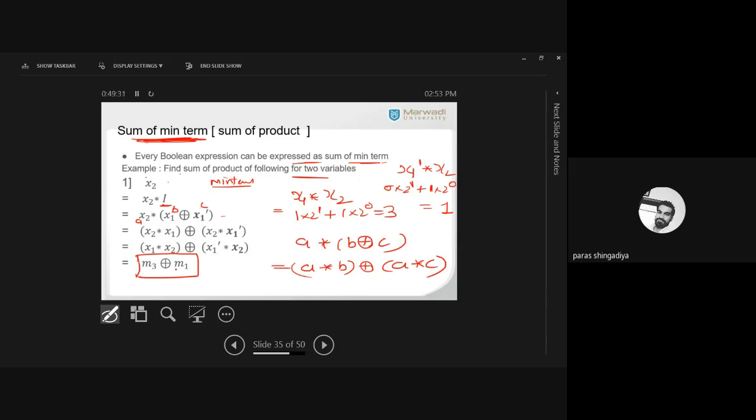That is the sum of the two minterm values. Okay? It is the sum of two minterms. So it is called sum of the minterm. M3 is a minterm, M1 is a minterm. Ring sum means a sum. So it is called a sum of the minterm of the x2. Clear? Now what about sum of the product?